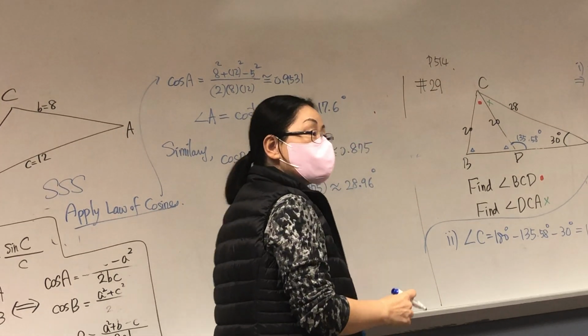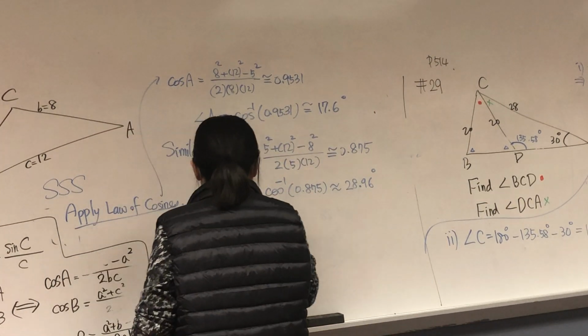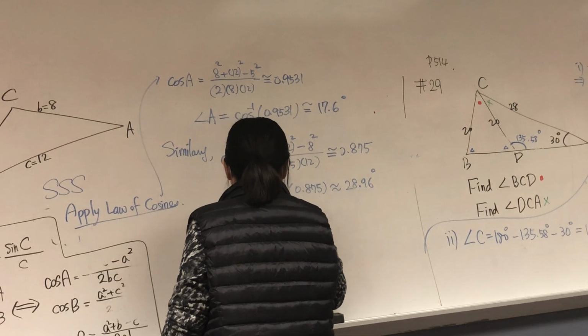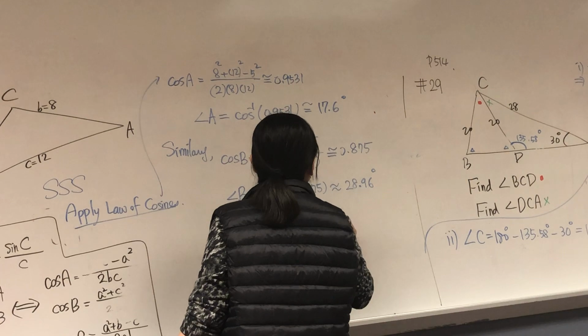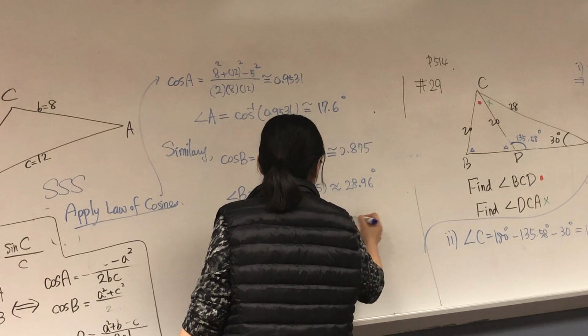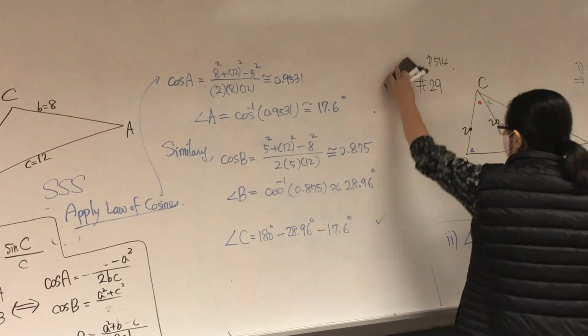Yep. And then you don't need to go another cosine. Just do 180 minus the two angles, and then you're done. Yes? Yay. Good. So that's the way to go.